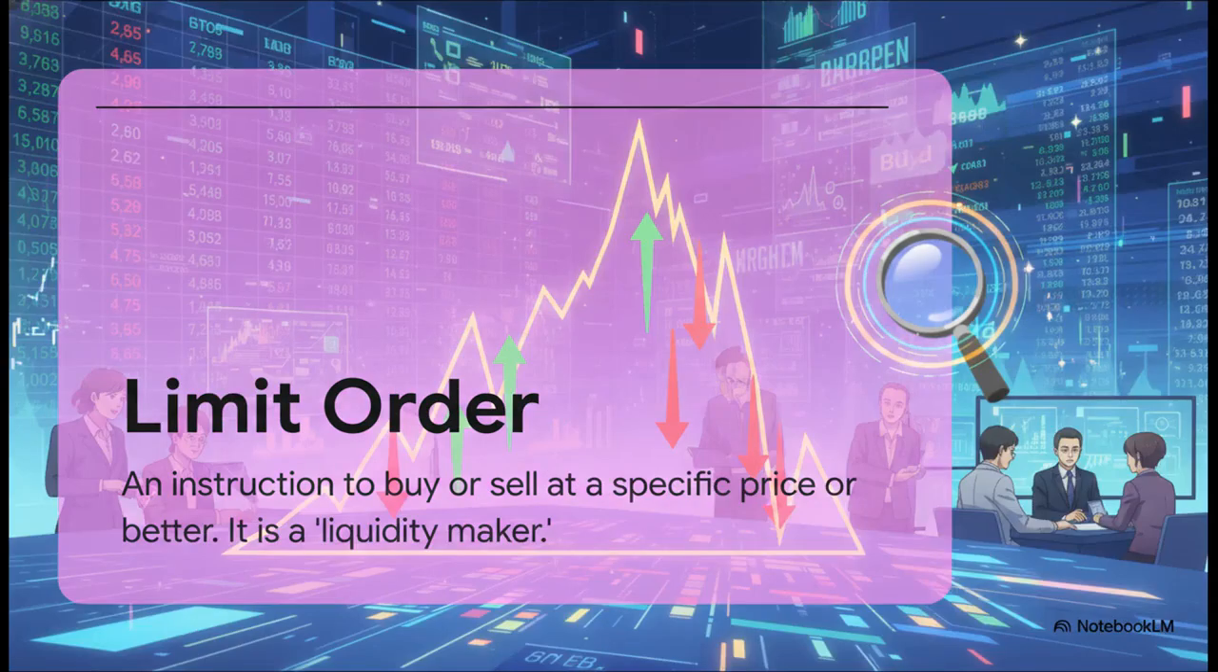And then you've got the opposite, the limit order. This is a much more patient, strategic command. It says, look, I am willing to buy or sell, but only if I get this specific price or even better. By placing a limit order, you're not taking anything, you're adding your order to the book. You are becoming a liquidity maker for someone else to come and trade against.